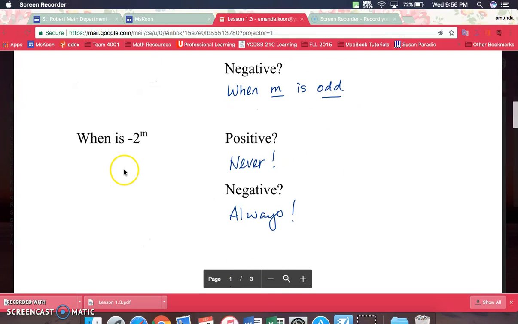But when is -2 to the power of m positive? Well, because the base here is 2, 2 to any power will be a positive number, and then your answer will always be a negative version of that positive number. Therefore, you will never get a positive answer. But you will be guaranteed that you will always get a negative result.